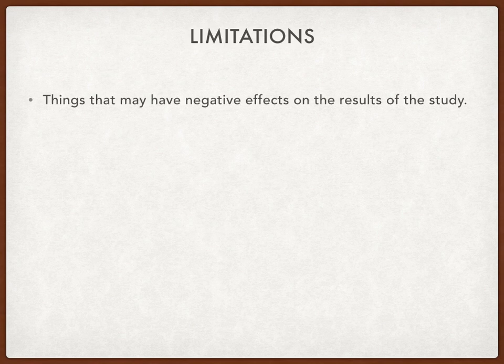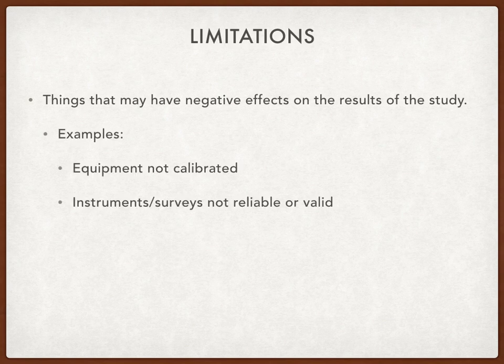Limitations are the things that can have negative effects on the study, like I was talking about a little bit earlier. Some examples of this are that the equipment was not calibrated, or the instruments or the survey was not reliable or valid. So this can be the PROM. You thought it actually measured one thing, but it was actually designed to measure something else. Or your participants in your study are not motivated to actually do anything.